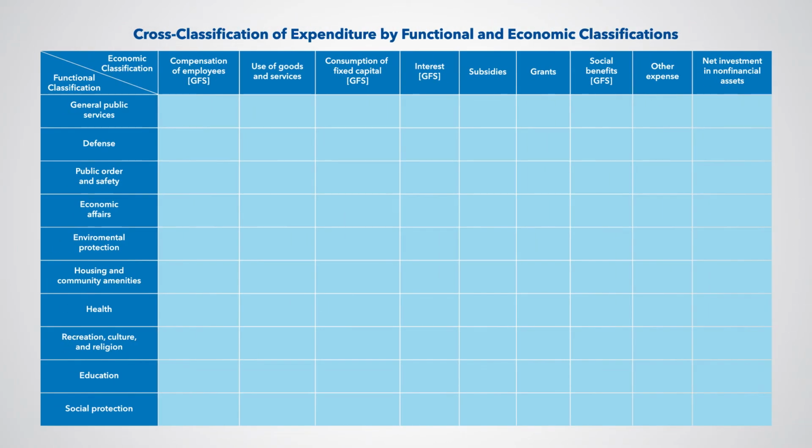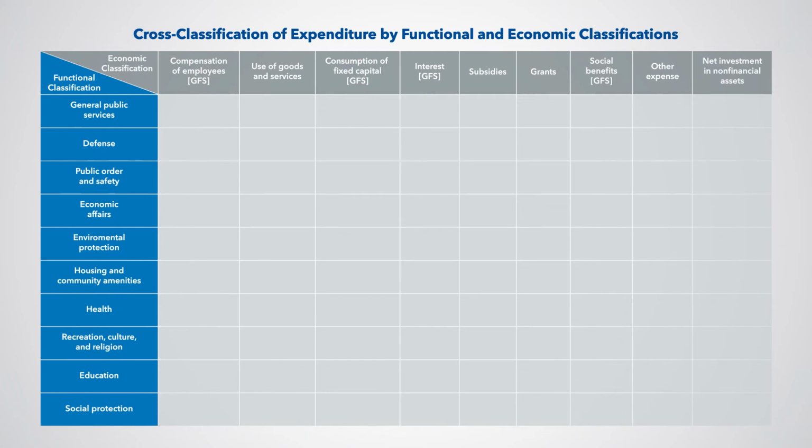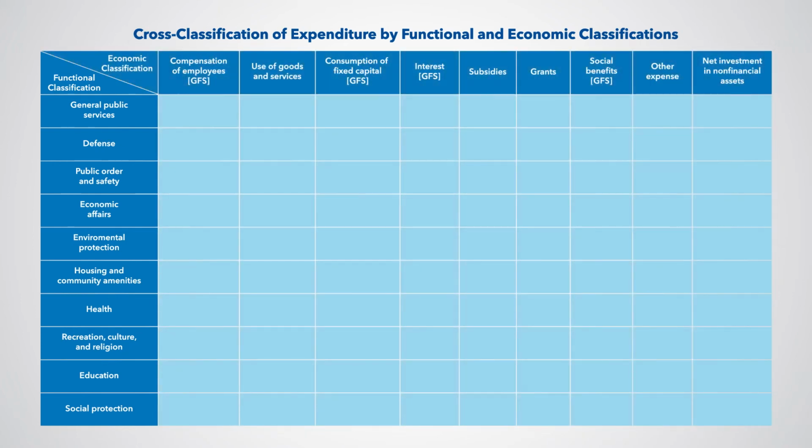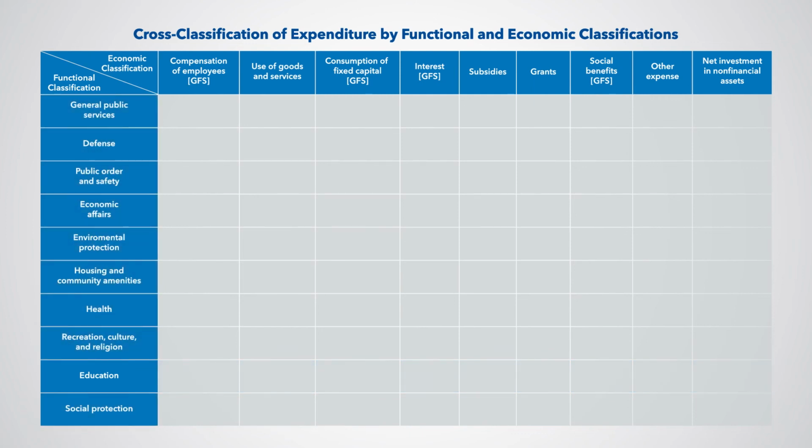The GFS framework foresees the usefulness to cross-classify the economic classification with the classification of the functions of government, COFOG, so that users can see the economic details of each functional category. For example, how much of the education function spending was on compensation of employees, goods and services, or the acquisition of non-financial assets. These additional breakdowns can assist policymakers and analysts in their work, especially when spending adjustments are needed.